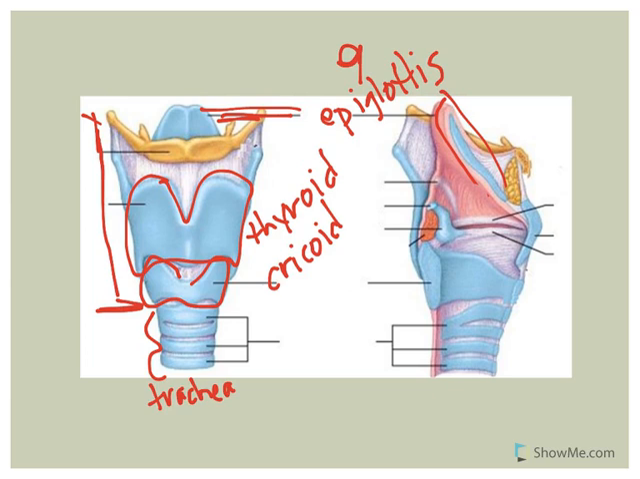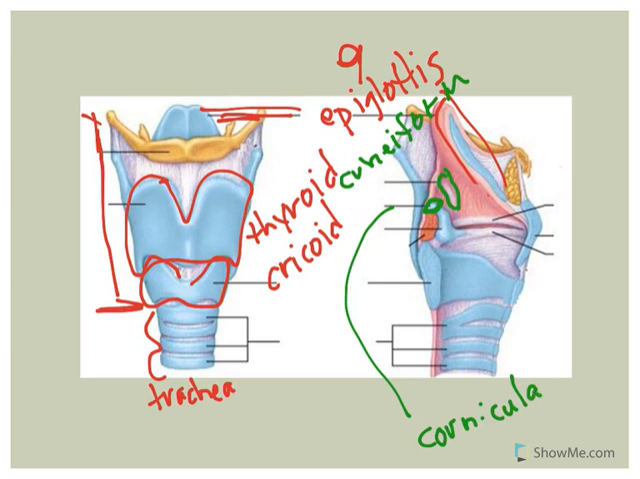So what you'll see, let's do green, is right here is the cuneiform cartilage. You actually have 2 of them, one on either side, so they're paired. Cuneiform. Now the cuneiform cartilage is primarily elastic cartilage. The next ones we have are just at the tip, right here. Because it's getting a little busy there, I'm going to call them corniculate. You have 2 corniculate cartilages, and they are also elastic cartilage.